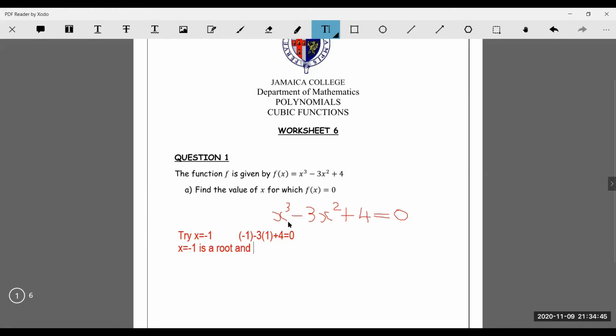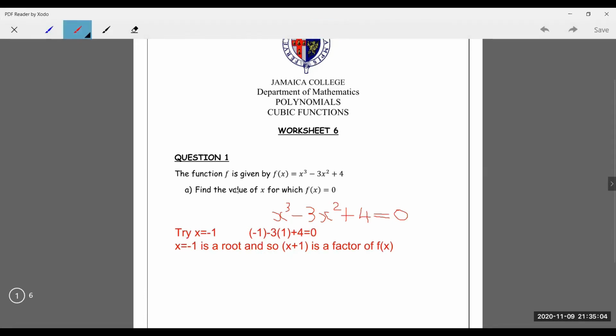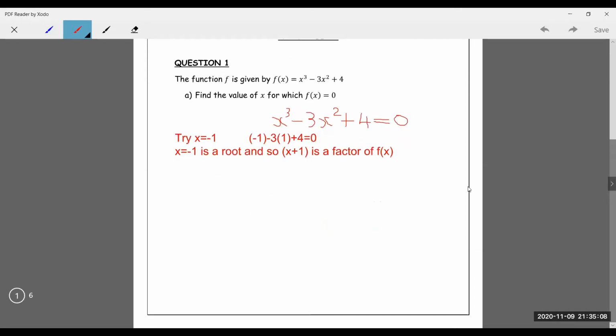And so from the factor and remainder theorem, if x equals negative 1 is a root, then x plus 1 is a factor of f of x. Now that we know that x plus 1 is a factor of f of x, we're nice. Now we can use polynomial division to find the other factors of f of x. So let's do our polynomial division.